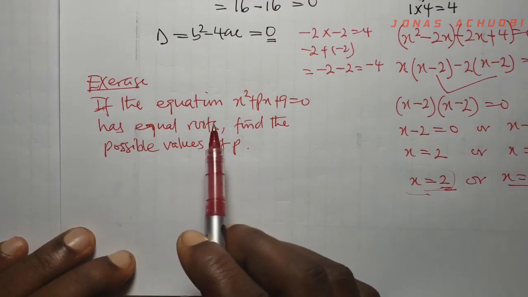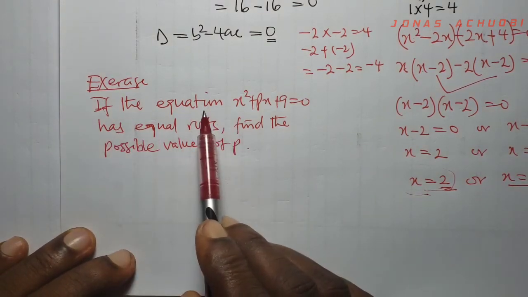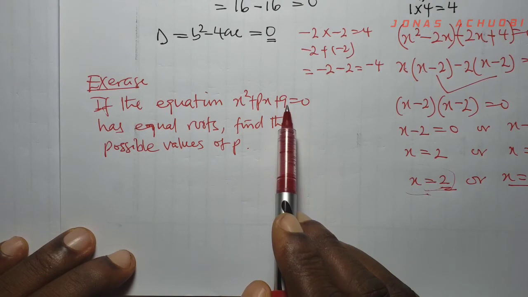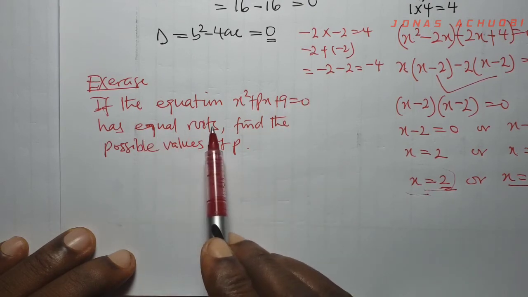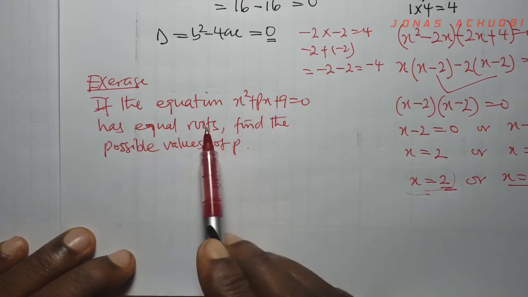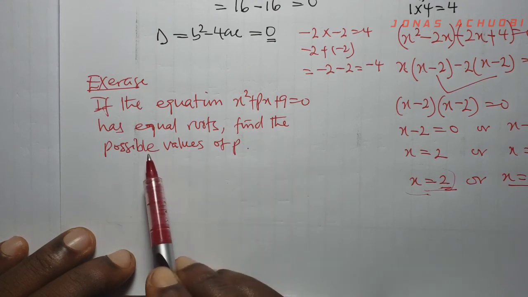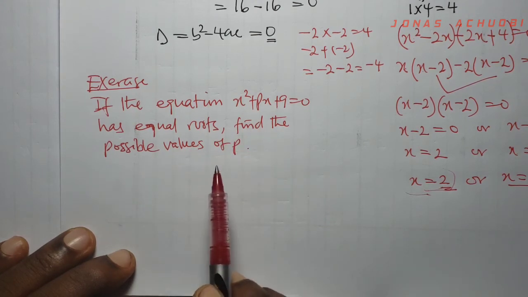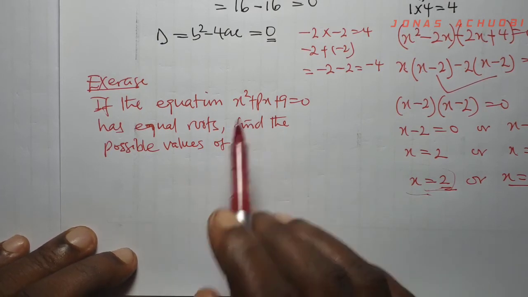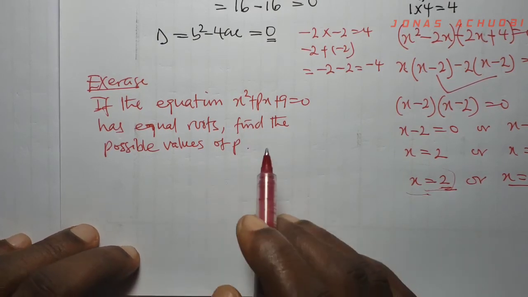I'd like you to try this out on your own. If the equation x squared plus px plus 9 equal to 0 has equal roots, again you have been told that the equation has equal roots, you should find the possible values of p. So you employ the knowledge of discriminant here, just like we did in the previous example, and sort this out. You can drop your answers in the comment section below.